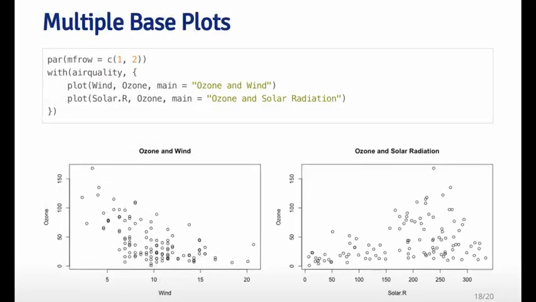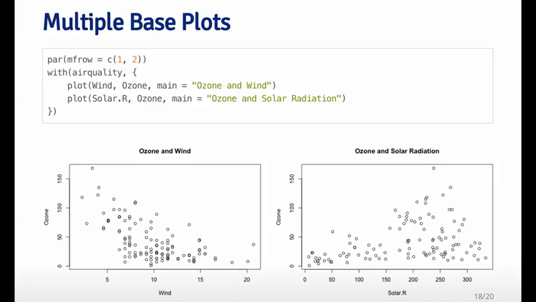So all the previous plots have been single plots that would appear on the graphics device, but sometimes you want to have multiple plots on a single device. So here I made two plots. One plots ozone versus wind, and the other one plots ozone versus solar radiation using the same data set. In order to do that, I need to set par mfrow equals 1 row and 2 columns, so I can make the two plots side by side.